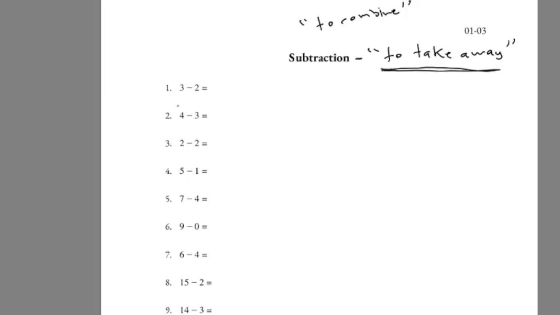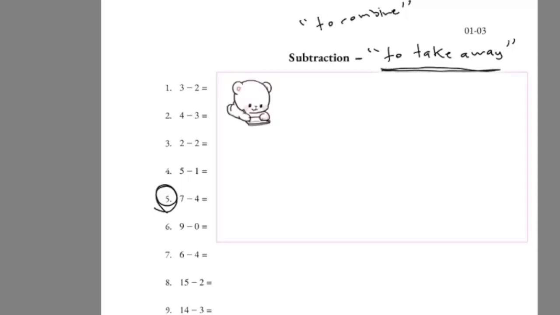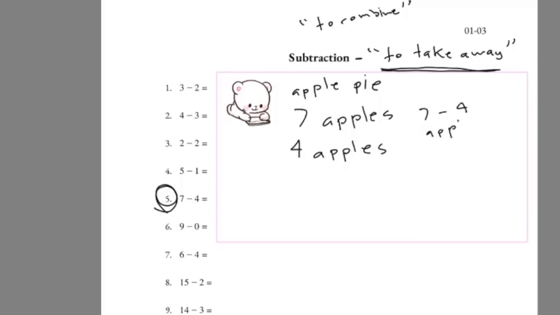So let's get started with some problems. Let's do number 5. So I think we need some help visualizing. I think I know where we can get some help. We have our friend Milk here, and she's trying to figure out a recipe for her new apple pie. Now, her recipe in previous years called for 7 apples, but now she wants to take away 4 apples because she's discovered that you only need 7 minus 4 apples to really make an apple pie. So let's help her out and solve 7 minus 4.